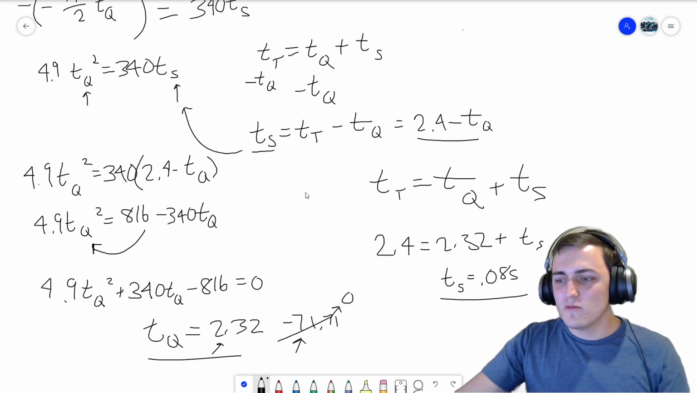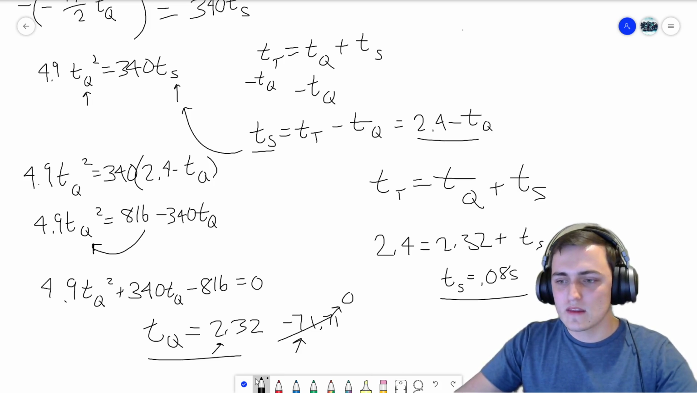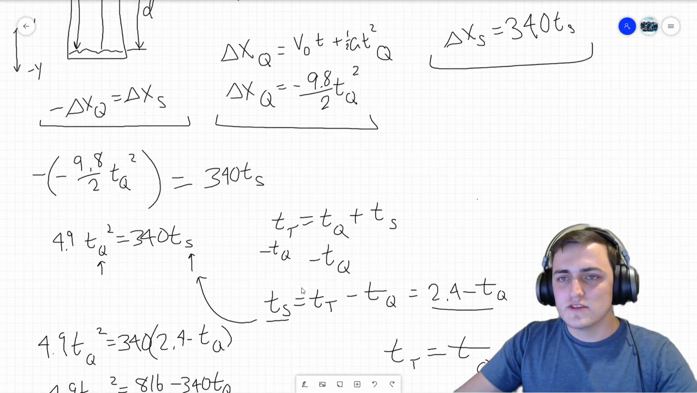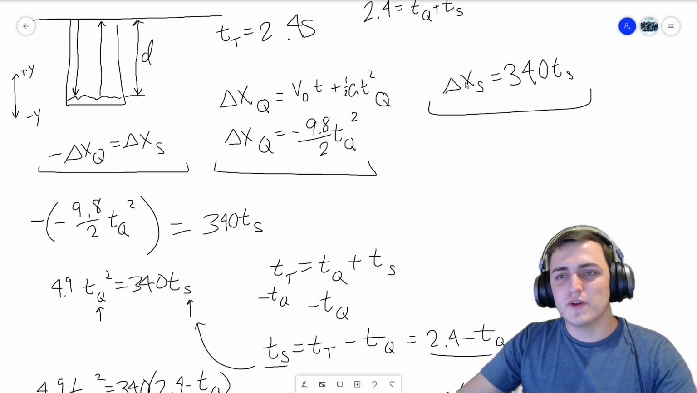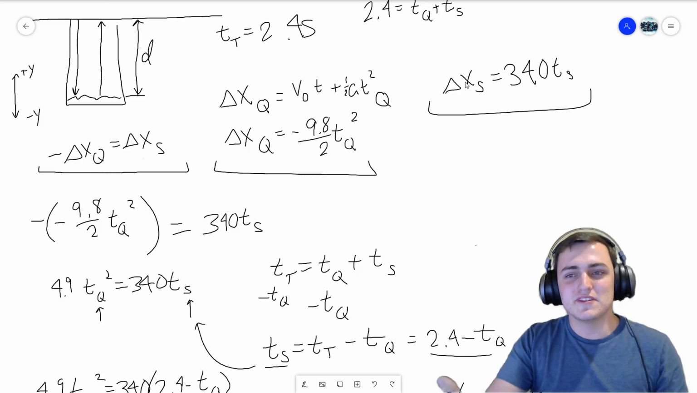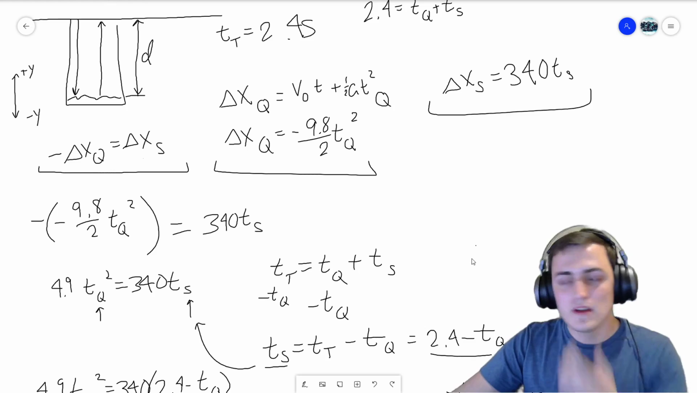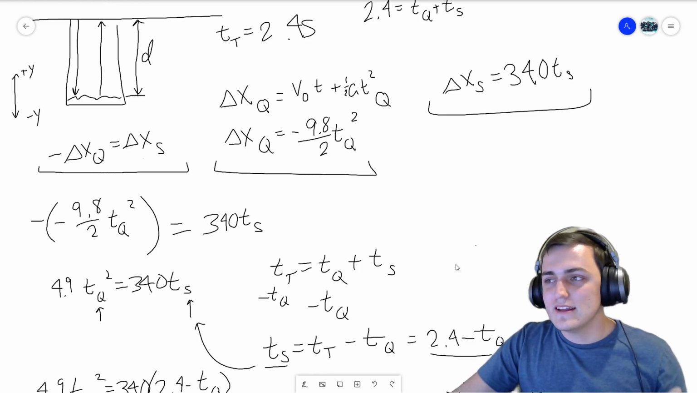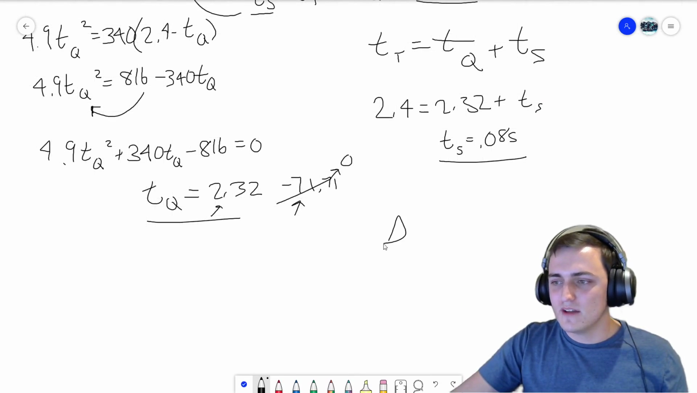And so for that, we go back to our original position equations, position of Q, position of S. And so we can pick either one of these two position equations to find the total distance d. We could plug in tq to this equation or ts to this equation. Now I'm going to choose ts because that is a simpler equation. It's just 340 times ts, right? So delta x sub s equals 340 ts.